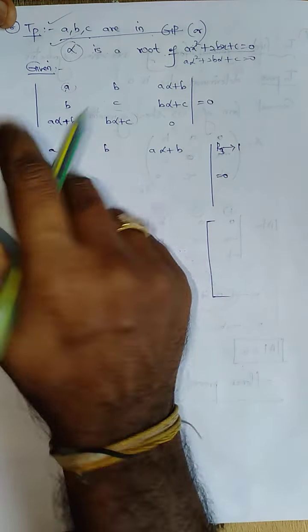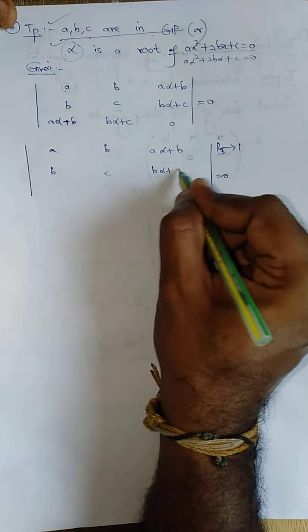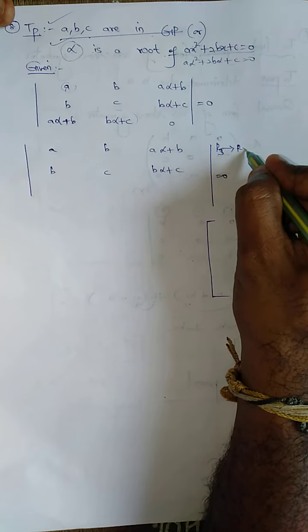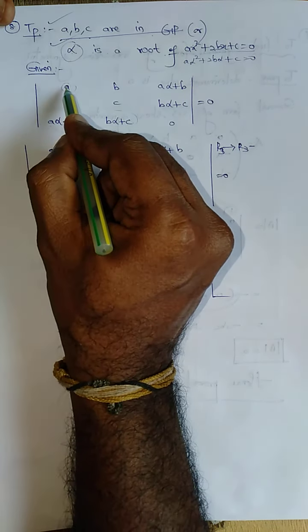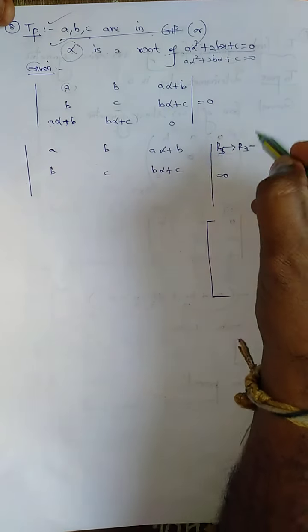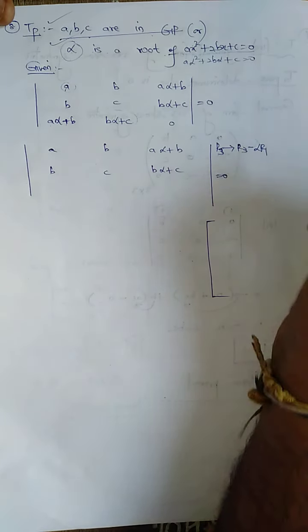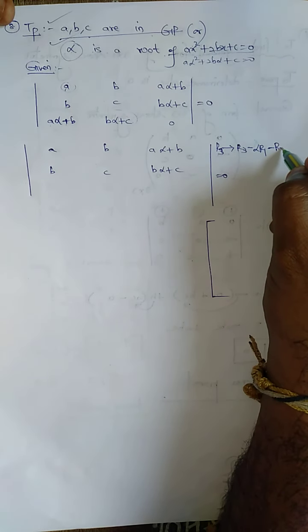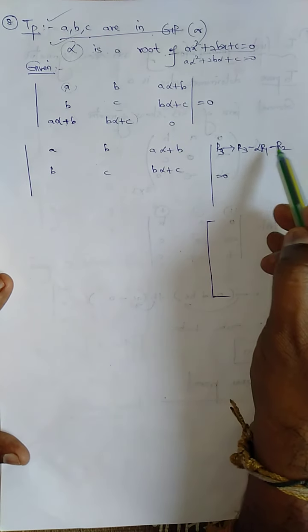I am not changing R1. So write R2 also: B, C, B alpha plus C. I am going to change R3 alone. R3 tends to R3 minus this R1. A alpha, here only A, so I need to multiply by alpha. So R1 should be multiplied with alpha, minus R2, since B, here B, no problem. So I have multiplied R1 with alpha and R2 as it is.